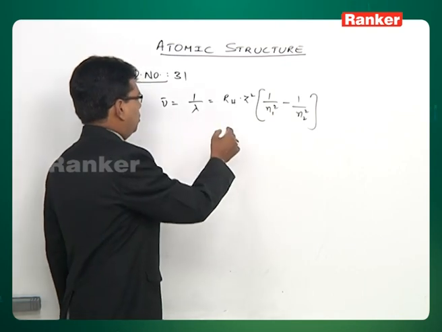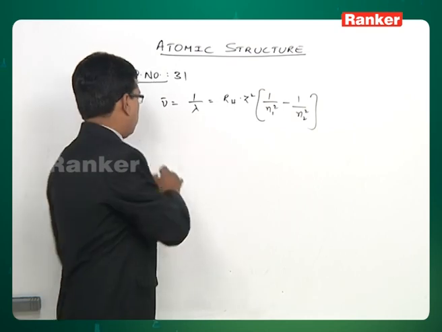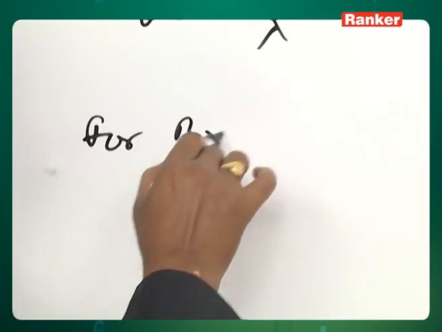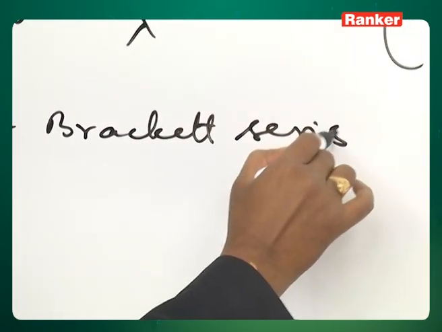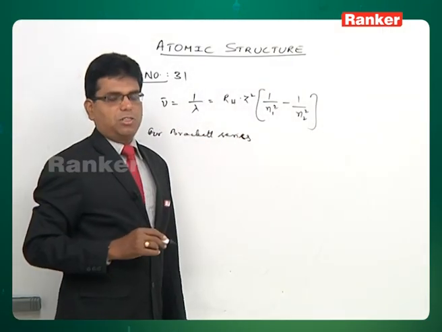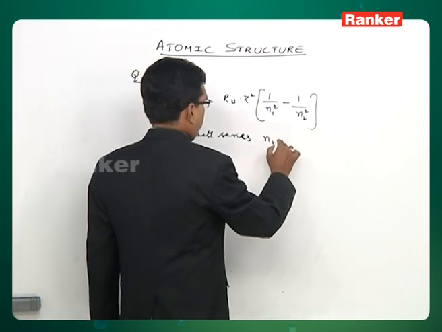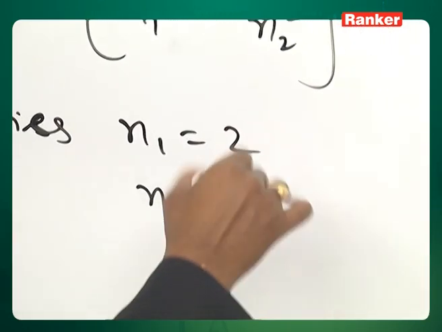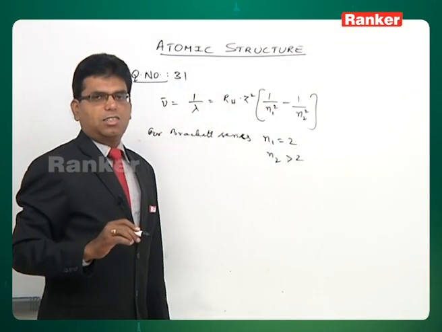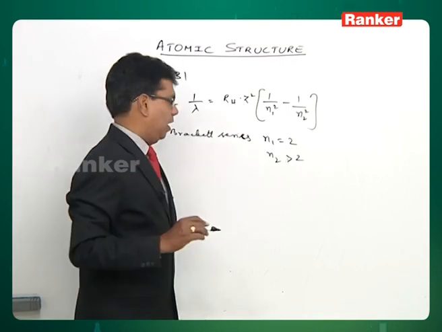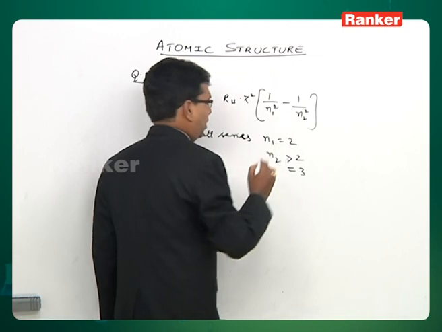Now, it is a Brackett series. Here we have a series of lines called Lyman, Balmer, Paschen, Brackett, Pfund. For the Brackett series, N1 is equal to 2 and N2 is anything greater than 2. But here it says the first emission line. First emission line means the value greater than 2, that will be equal to 3.